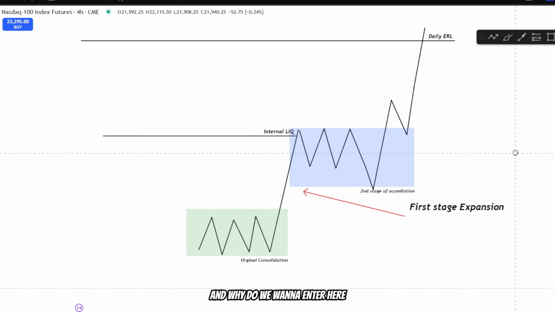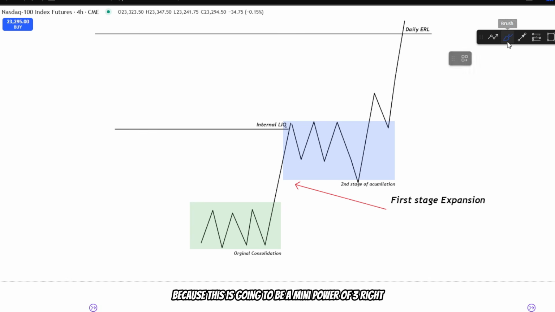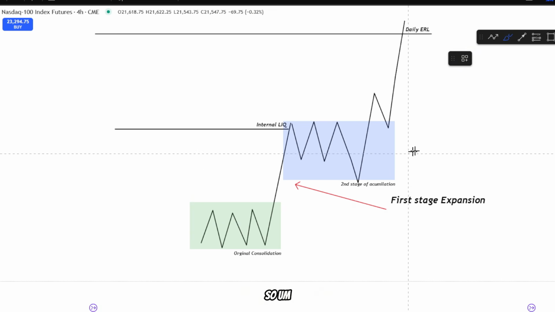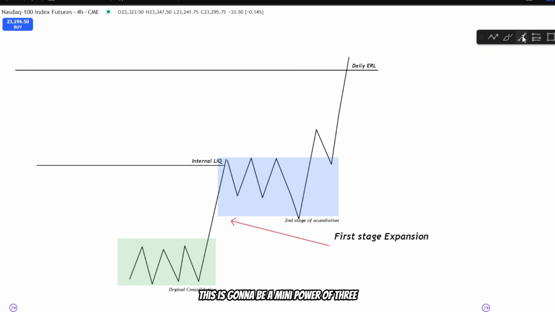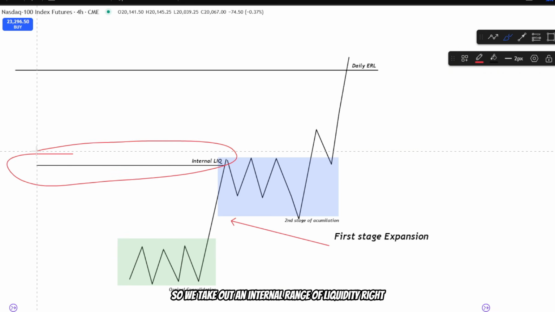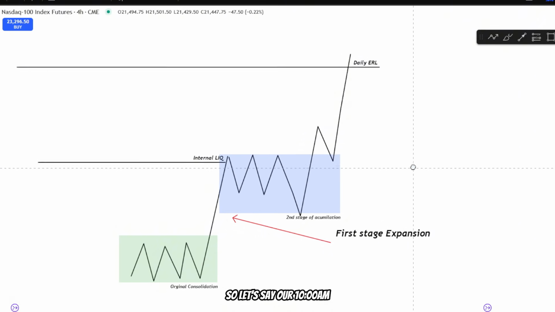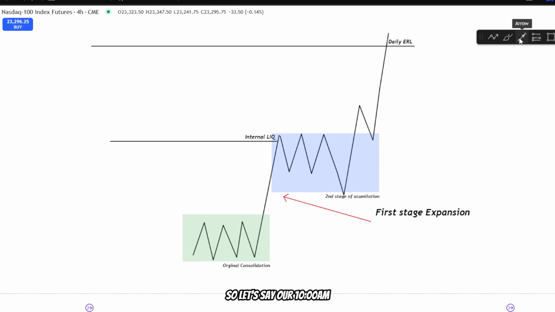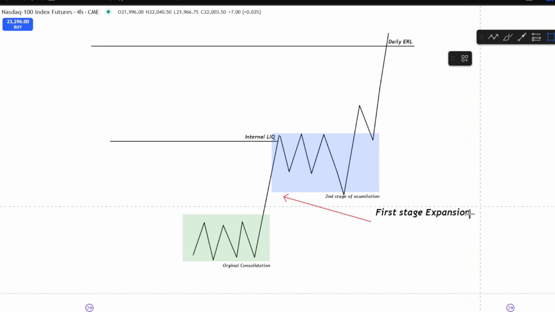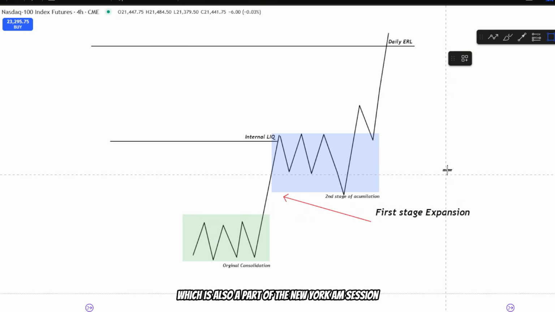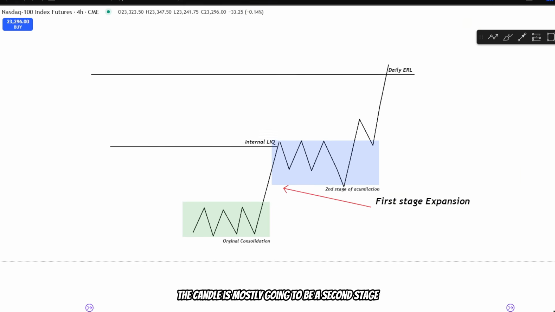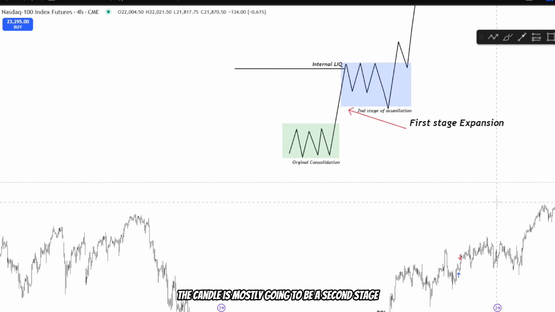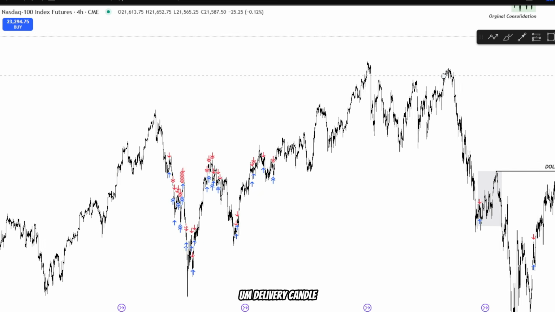And why do we want to enter here? Because this is going to be a mini power of 3, right? And how is this going to be a mini power of 3? We take out an internal range of liquidity, right? So let's say our 10 a.m. candle closes after the 6 a.m. candle, which is also a part of the New York AM session. The candle is mostly going to be a second stage delivery candle.